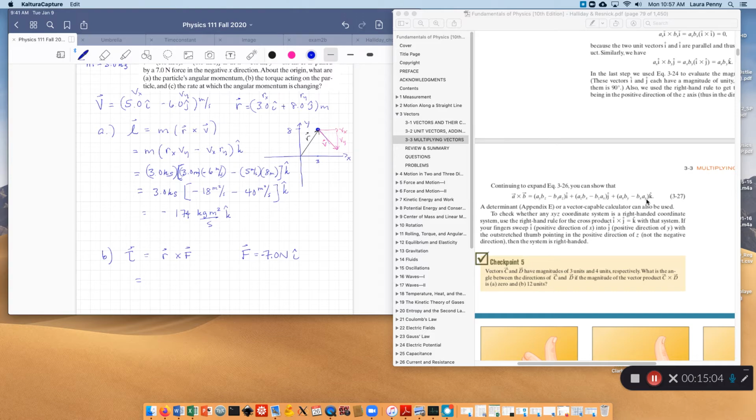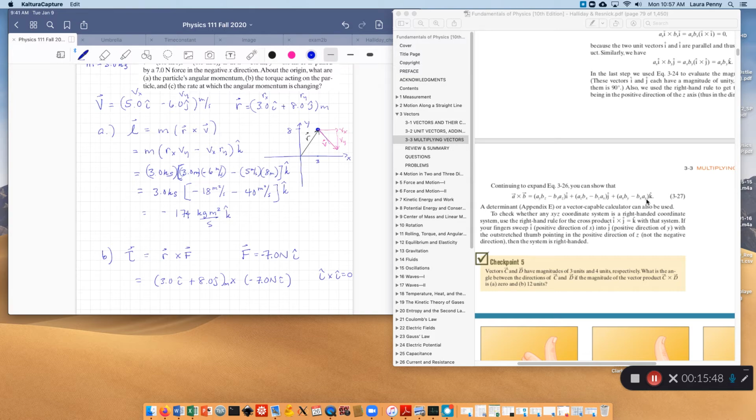I've got my 3I plus 8J, and I'm crossing that with negative 7 newtons I. Here we can just distribute this. If I do 3 crossed with this I, that's actually going to end up being 0. So if I have I cross I, that's 0. So all that really matters is the 8 meters in the J direction.